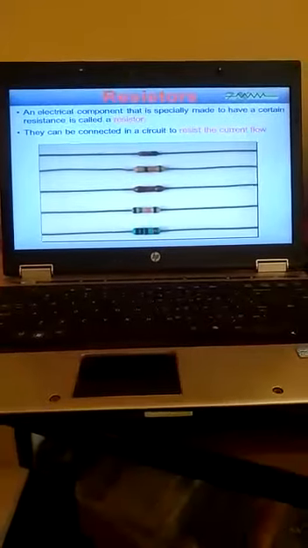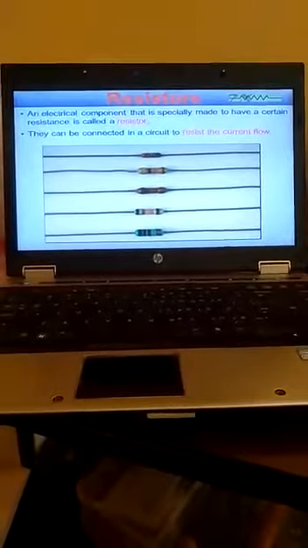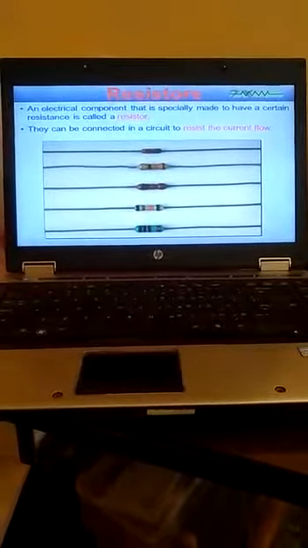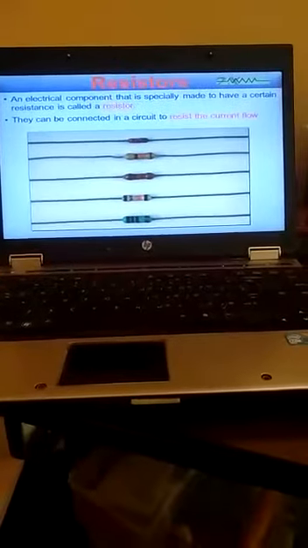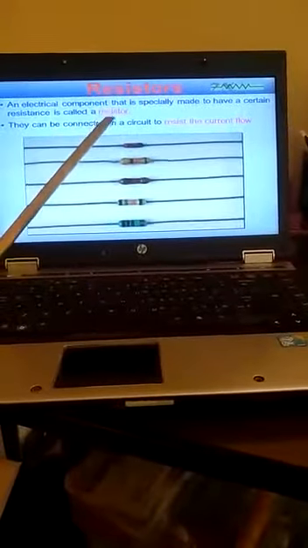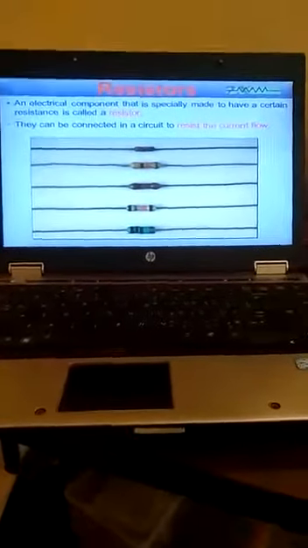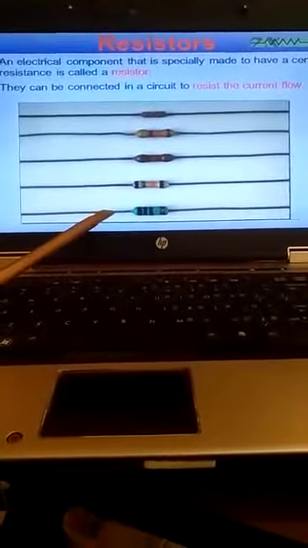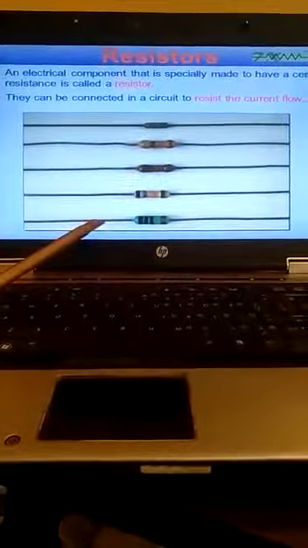Student, this is lecture 4, chapter electricity. Topic is resistors. Any electric component that is made to have a certain resistance is called a resistor. They can be connected in a circuit to resist the current flow. Here are some examples of resistors. Resistors may look like any of these ones.